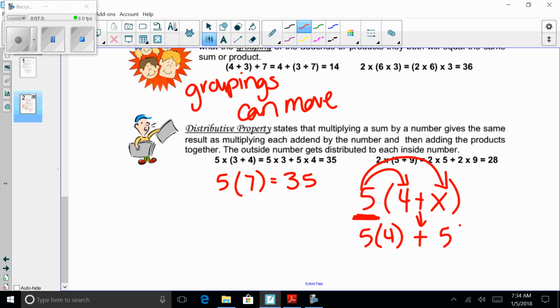When 5 says hello to the x, remember anytime we have a number and a variable, we just push them together. So if I simplify this, I have 5 times 4 is 20 plus 5 times x would just be 5x. This is where we would stop this problem. This would be the answer to this problem, which is 20 plus 5x, because we have two different terms.